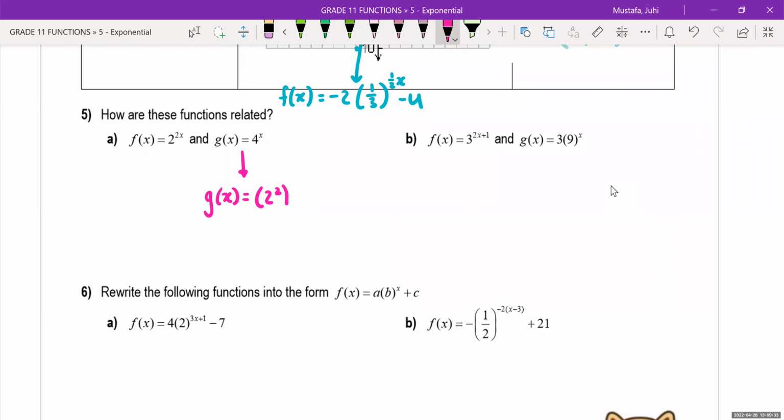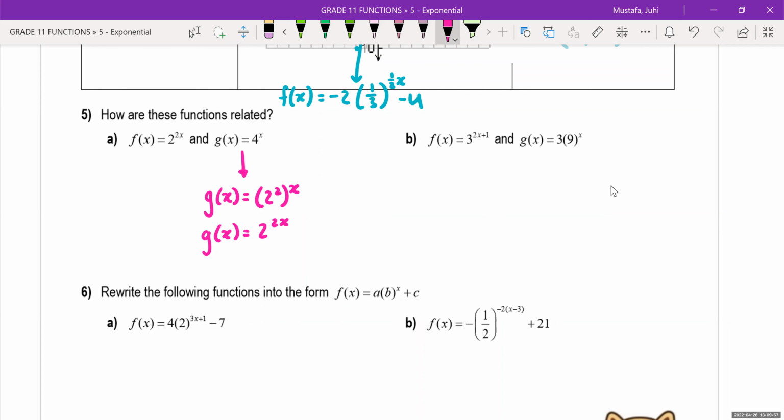2 squared, all to the power of x, right? Remember how we did this in the first lesson where we were replacing a number like 25 with 5 squared? We're doing the same thing now. And when you simplify this, it gives you 2 to the power of 2x. And that's why f of x and g of x are the same function. They're related because you can rewrite them as either one.